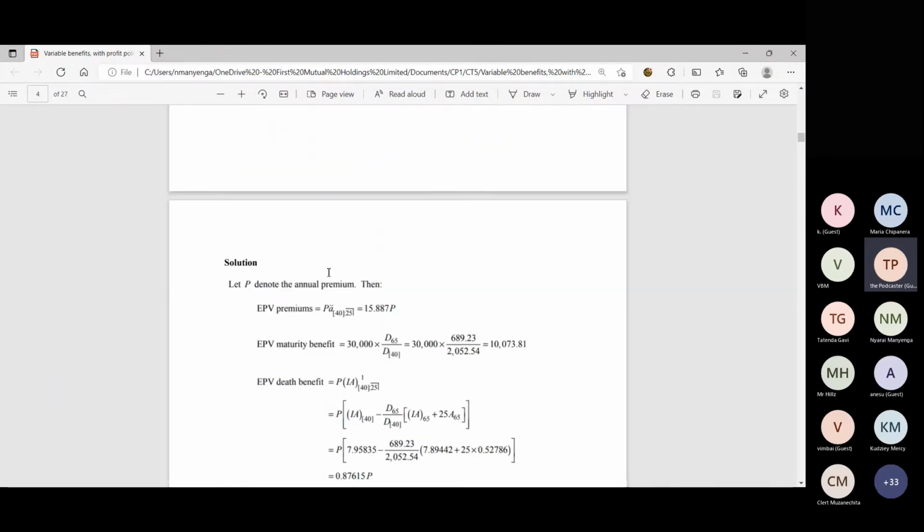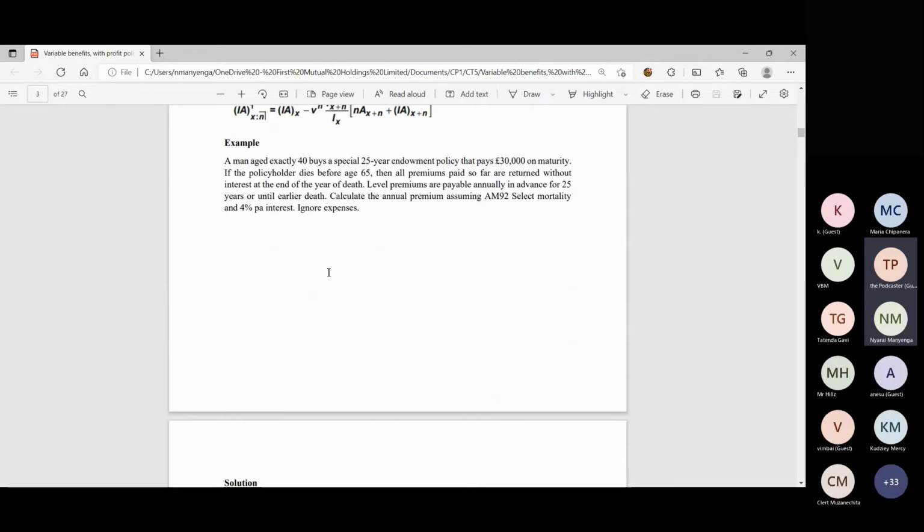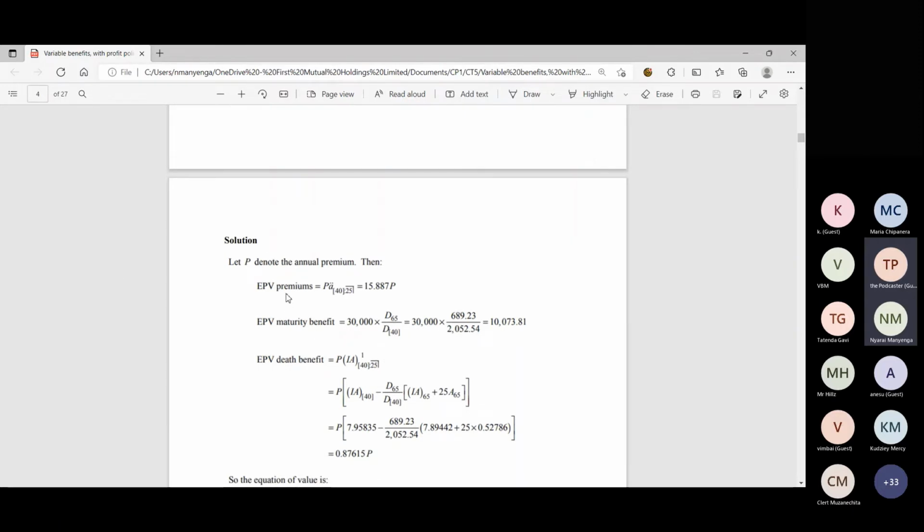Ignore expenses. So you see that when you're asked to calculate your premium, what you should think of is the equivalence principle, where we said earlier in our lecture last week, Thursday, that you should equate the expected present value of benefits to the expected present value of premiums. The annual premium would be denoted by P, and the expected present value of premiums would be P times the annuity due for a select life aged 40 with a duration of 25 years.